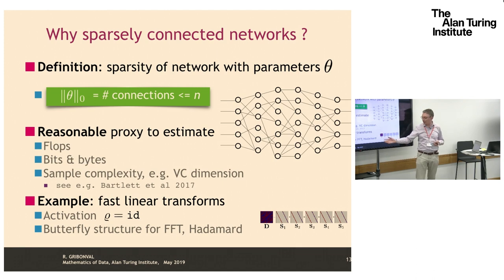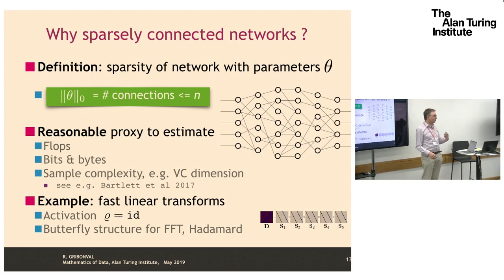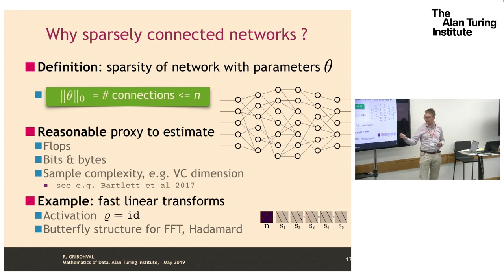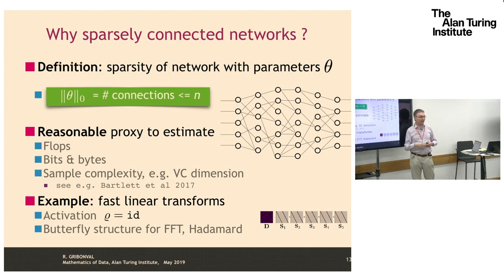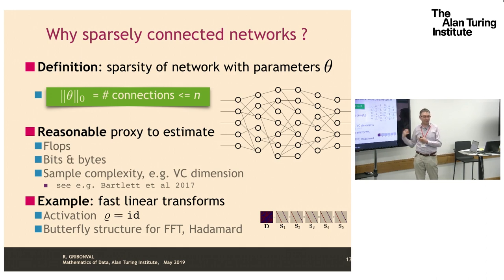But you can think of, let's say here, this is the Hadamard matrix, or you could think of the Fourier matrix. And the fact that you have a fast algorithm to compute the Fourier transform or the Hadamard transform is associated to the fact that this matrix is a product of a logarithmic number of very sparse matrices. And this allows you to relate the complexity of the fast transform to the number of connections in this linear but sparsely connected network.